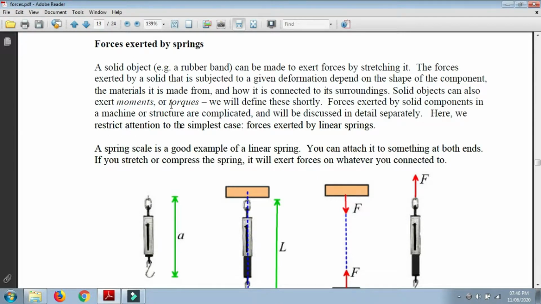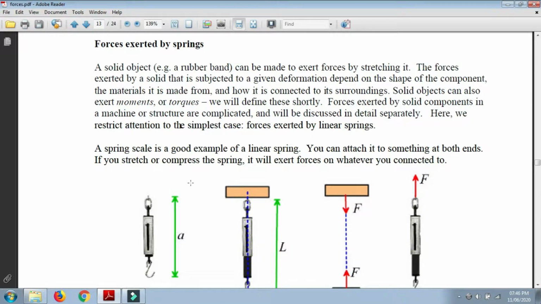Mathematically, moment and torque are the same, but physically, as an engineer, you will never say moments and torque are the same. They are very much different, and I will tell you in the coming classes how moments and torque are different. I usually ask this question in the exam also, so just remember this. Forces exerted by solid components in a machine or structures are complicated. We'll discuss it later.